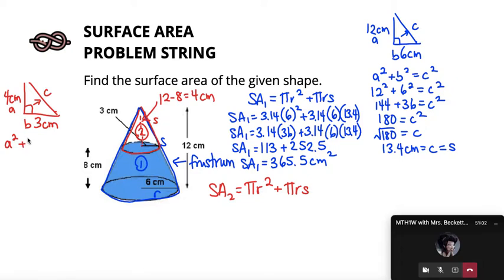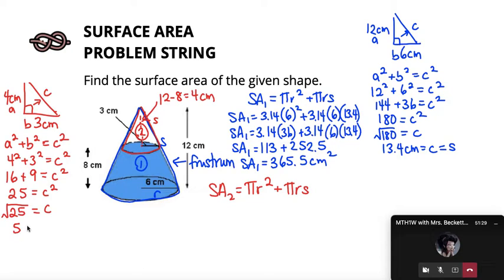A squared plus B squared equals C squared. 4 squared plus 3 squared equals C squared. 16 plus 9 equals C squared. 25 equals C squared. In order to get from C squared to C, I need to take the square root of 25, which is 5. So 5 centimeters is the length of C, which is the same as the slant height.